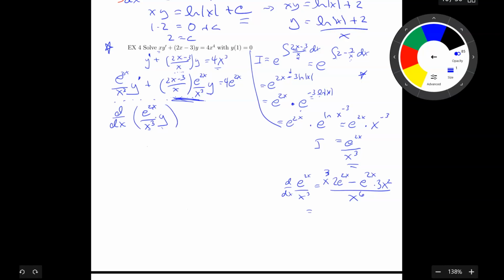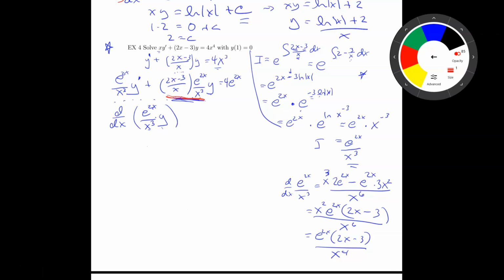So let's see if I could factor out an x squared and an e to the 2x, right? So what's left in the numerator here? I'd have (2x minus 3) over an x to the 6th, and if I cancel the x squared and x to the 6th, I get e to the 2x times (2x minus 3) over x to the 4th. Okay, is this what I have over here? Look at that. That is exactly what that is, right? It is. Okay, so it does work. I just wanted to verify it worked because it's a little harder one, right?